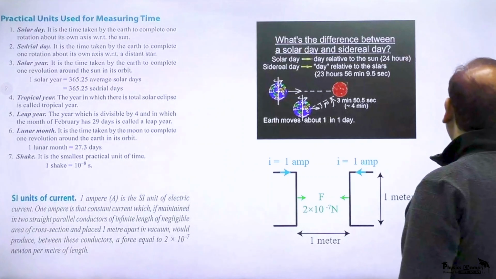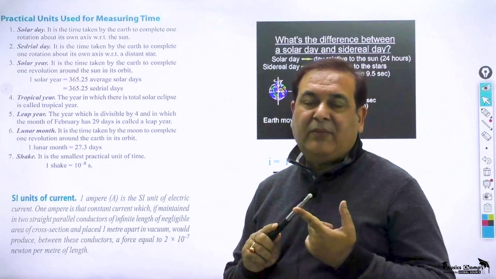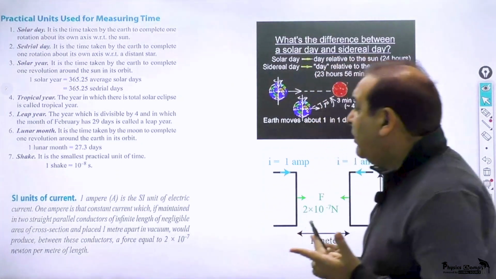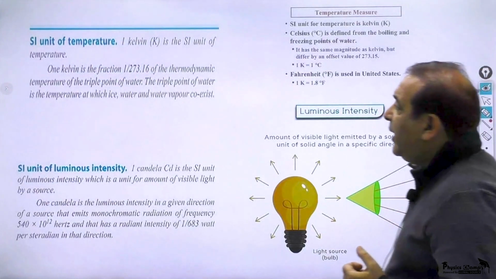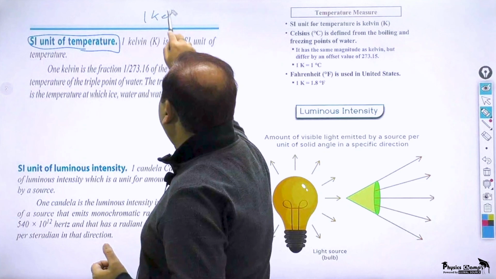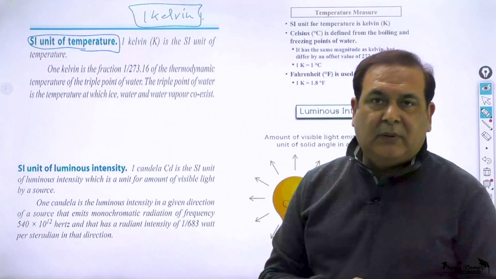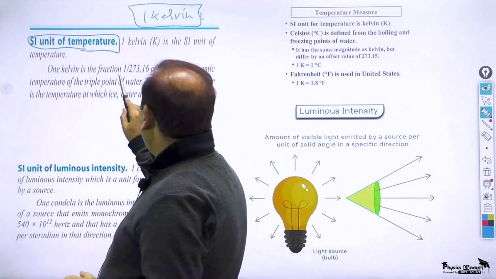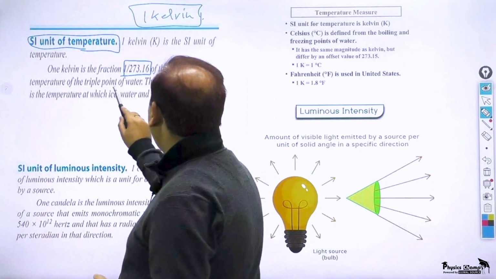Now moving ahead, we have defined 4 units. We have defined kilogram, 1 meter, 1 second, and 1 ampere. Now going to the next one, and it is temperature. The SI unit of temperature is 1 Kelvin. It is 1 by 273.16 of the thermodynamic temperature of the triple point of water.